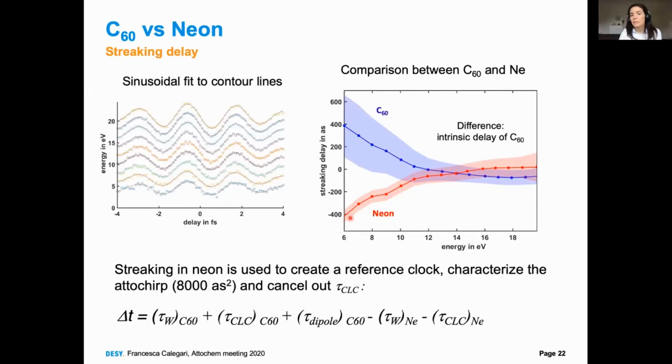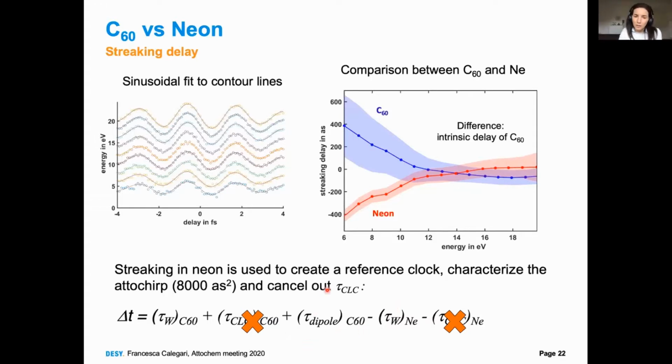So here you can see the delay of the photoemitted electrons in neon and in C60. Already you can see that there is a very different behavior. So we would expect to have some signature coming from the collective motion in C60. If you make the difference between these two trends, then basically you would be able to cancel the contribution of the laser Coulomb coupling, which is expected to be similar in the two cases. Then we are left with the Wigner delay of neon, which, it's well known, can be easily calculated. It's also pretty flat in this energy region.